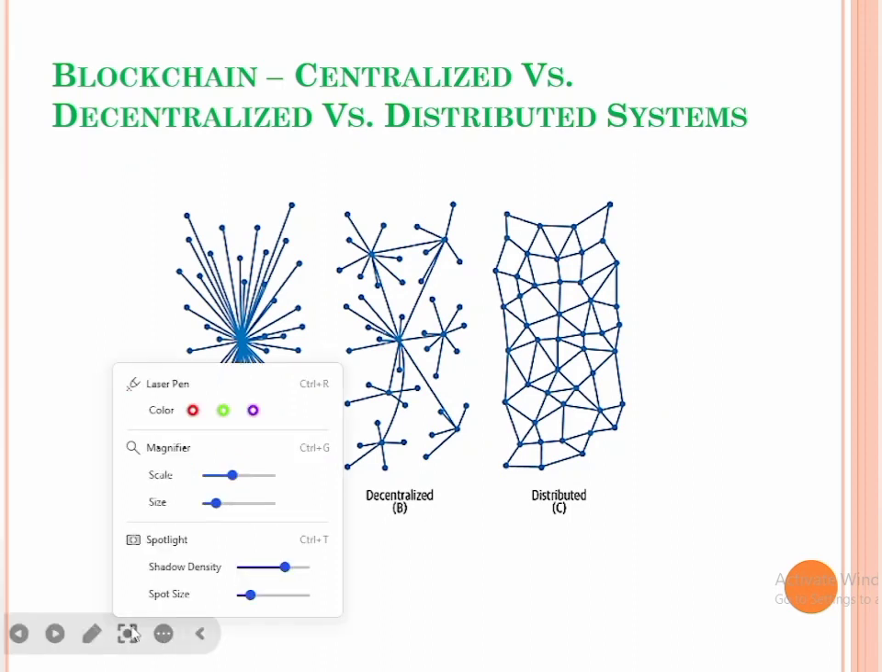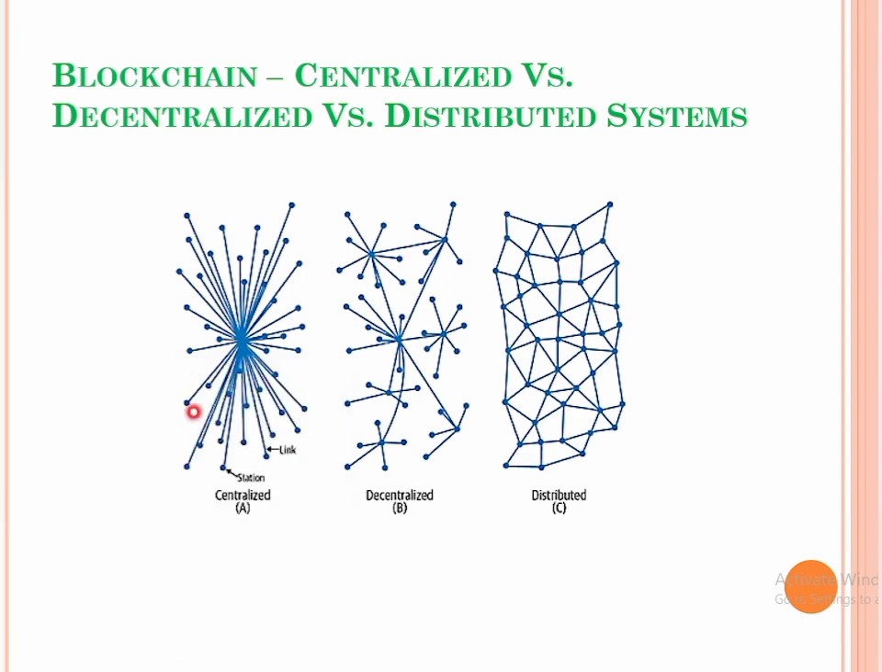Whereas in the case of the decentralized system, there is multiple controls of authority. There is a shared control. So multiple entities have independent authority and collaborate in decision making. Whereas in the case of distributed systems, the tasks and data are distributed across multiple nodes with no central authority.